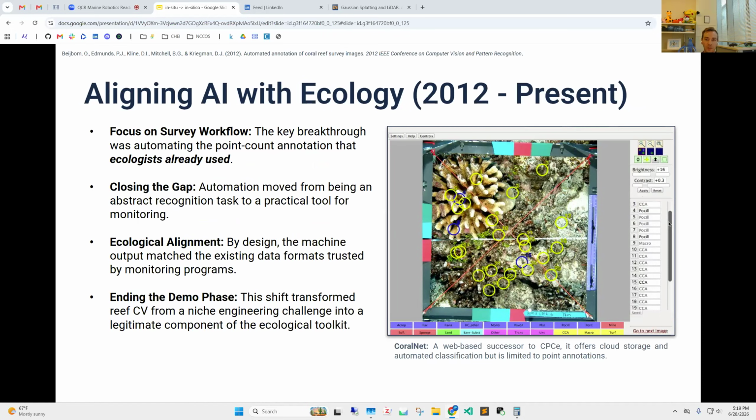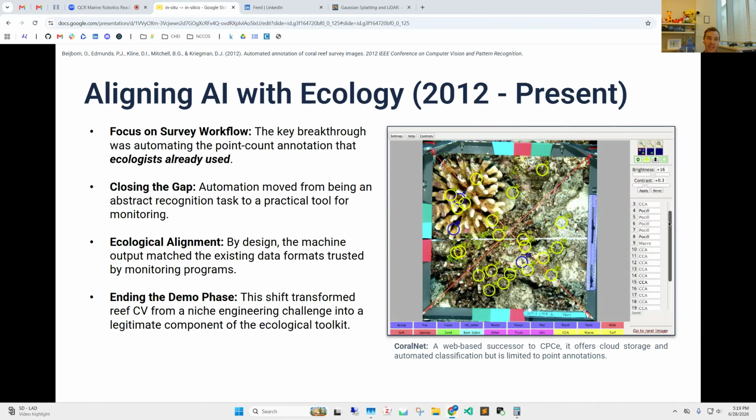So before 2012, many researchers were just trying to solve very generic coral recognition, but that wasn't what coral reef ecologists actually needed. That's not what they did on a day-to-day basis. The real breakthrough happened when they stopped inventing these new abstract tasks and just said, how can the technology make the existing point count surveys faster? That was all they were trying to do.